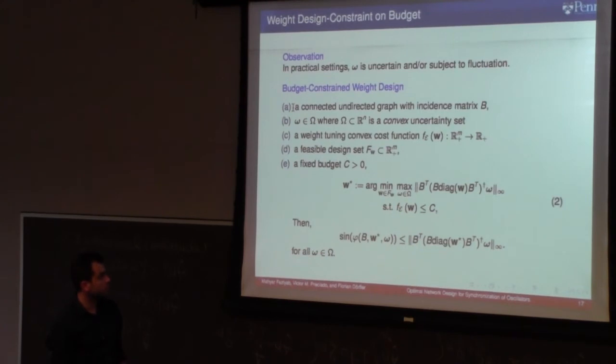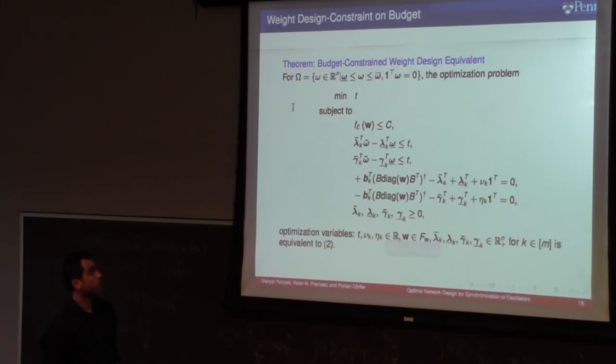If I do this optimization problem, then I have guaranteed that my phase cohesiveness is less than or equal to this value, right? So how can I solve this min-max problem? So I use the robust optimization framework. So how can I do that?